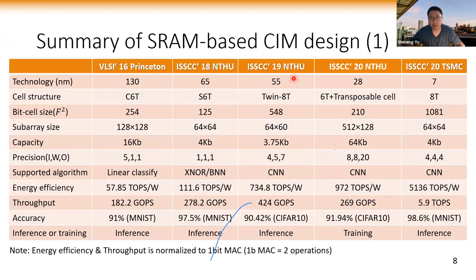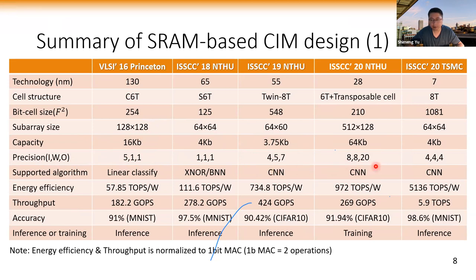So with those ideas here, I just want to have a survey of the recent demonstrations in silicon. So here, those are the prototype chips reported in the major conferences like the ISSCC or the VLSI Symposium. They range across different technology nodes. The early demonstrations are like 130 nanometer, and the recent demonstration, for example, this one from TSMC, uses the latest 7 nanometer process. So here they have different bit cell structures. Some of them use 6T SRAM cell, some of them use 8T SRAM cell. And then here are different array sizes, different capacities, and different precisions of the input, weight and output.